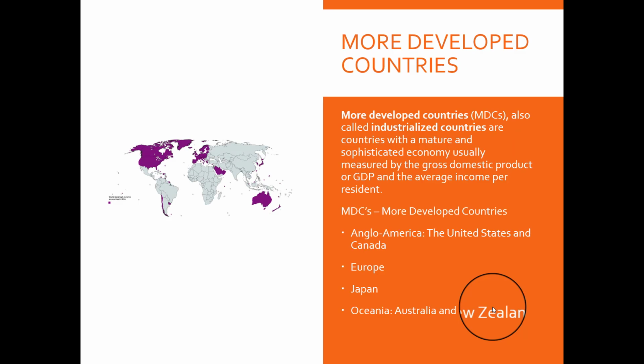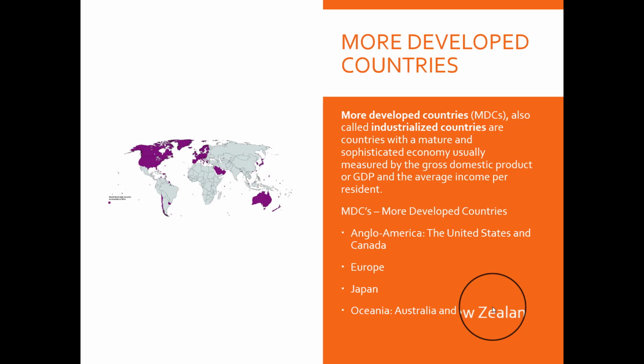And now we have more developed countries. More developed countries, or MDCs, are also called industrialized countries. Those countries have a mature and sophisticated economy, which is usually measured by the gross domestic product, or the GDP, and the average of the income per resident. So in this case, more developed countries have a highly sophisticated economic system, and that economic system and the resources that they have truly support and advance the society so that it gets bigger and grander, right?